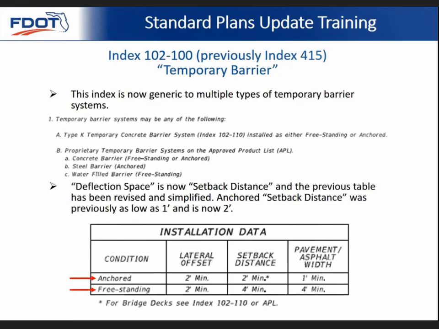Now, in the previous version of the standard design standards, the minimum setback distance with the type K anchored was 1 foot. It is now 2 feet. And this is primarily because as a result of MASH, the setback distance was actually higher than that 1 foot, and we consider the 2 foot to be a reasonable update.